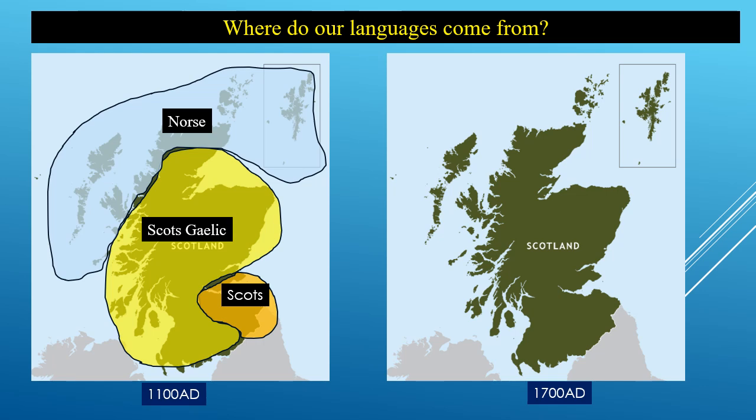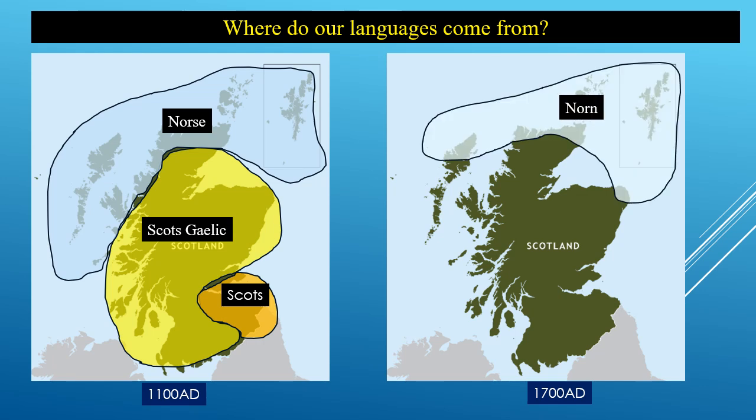Moving to 1700. In time, the language of the north became known as Norn, N-O-R-N, and was last used by some people as late as the 1860s in Shetland. Indeed, the Scots Doric variant in the northeast of Scotland includes some Norn words within its language and dialect.